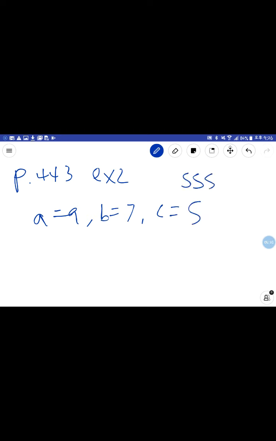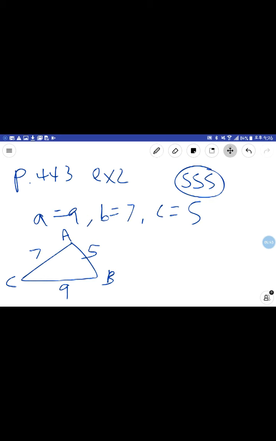Okay? So I'm going to go back to the question, page 443 now. Alright, page 443, example 2. What is my question? Solve triangle ABC if a equals 9, b equals 7, and c equals 5. Okay, so this is what? SSS case. So we are going to use the law of cosines. You can look at page 443, figure 5.25. They provide us the triangle ABC, and they already marked all the corresponding sides for us.